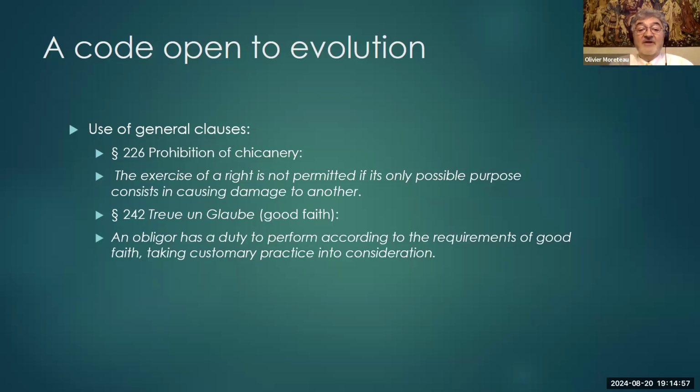The other example that I'm going to give is paragraph 242, Treu und Glauben, the idea of good faith, if you want. And again, it's a short provision that says that an obligor, or creditor, someone who has an obligation, has a duty to perform according to the requirements of good faith, taking customary practice into consideration. It's been a very important provision to help adapt the code to evolution.